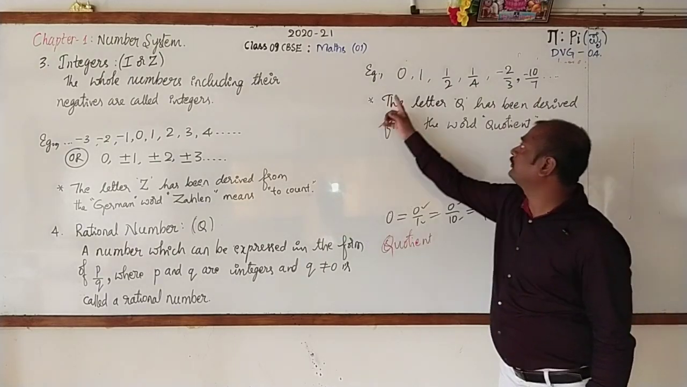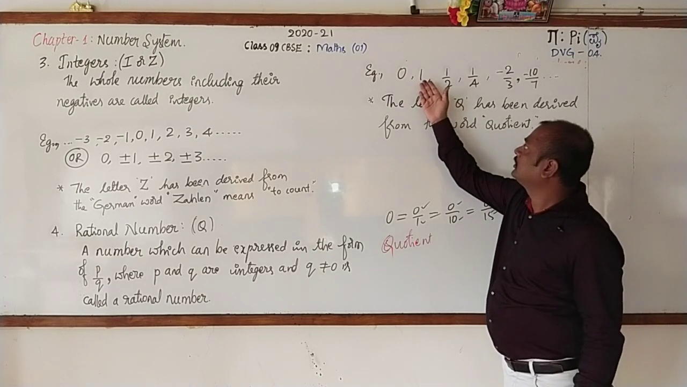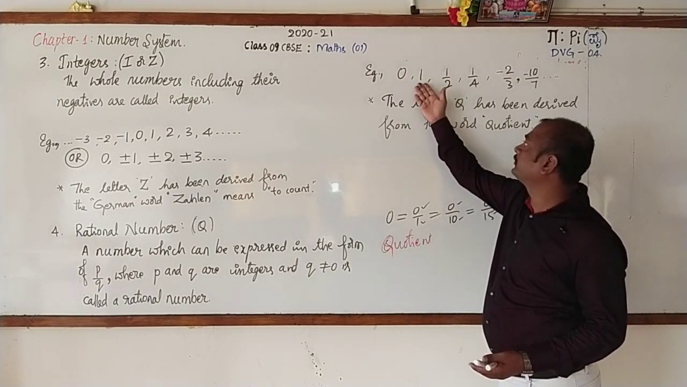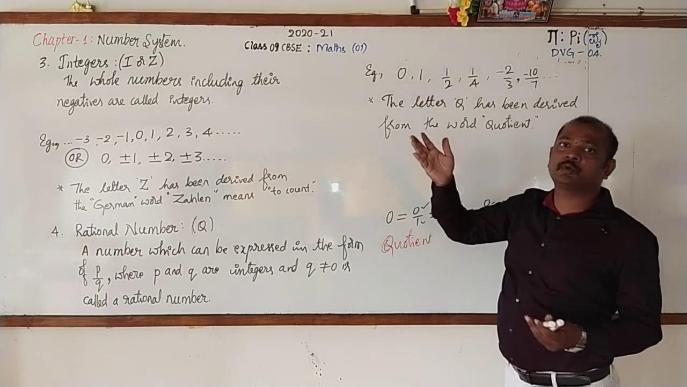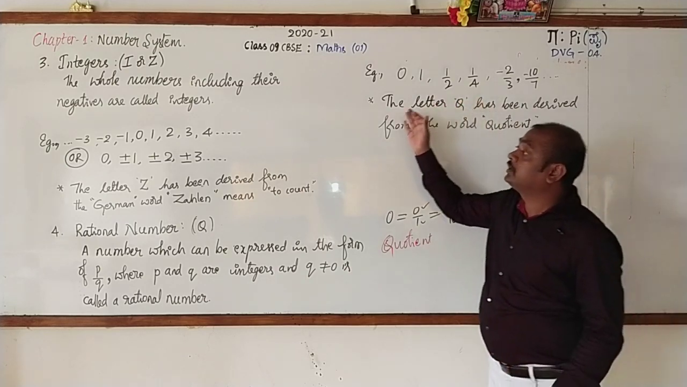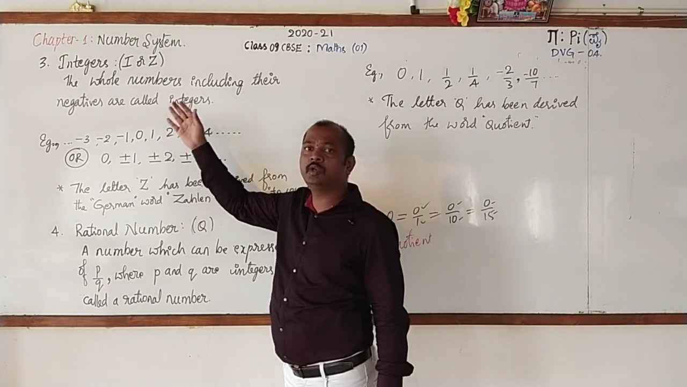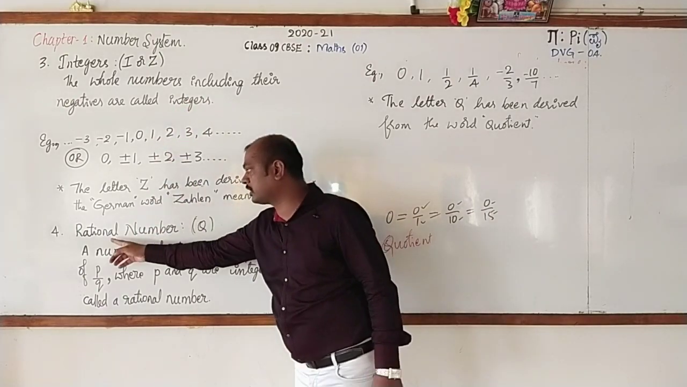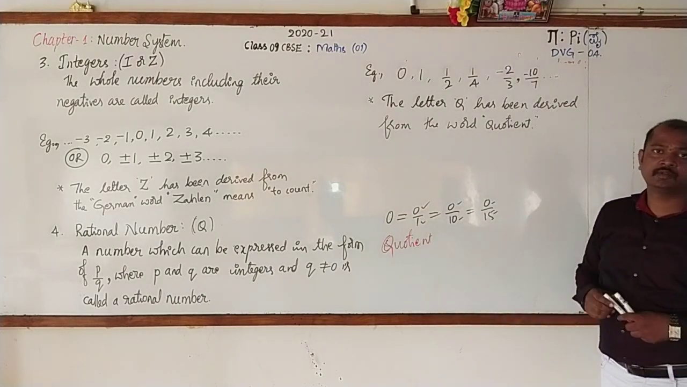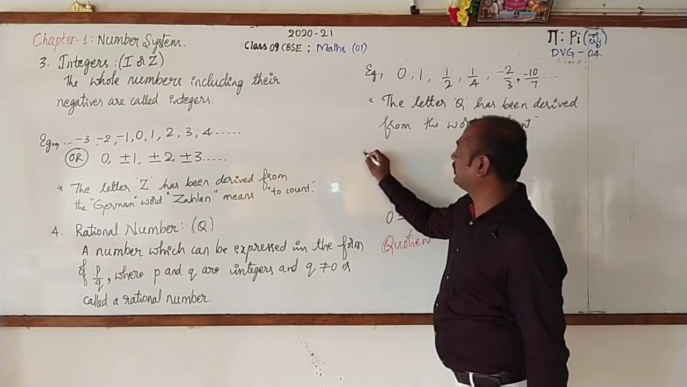And just go through the examples of rational numbers. See, the 1 is a natural number, 0 and 1 are whole numbers, even minus 1, minus 2 and so on, they are all integers. Hence, we can say that all natural numbers, whole numbers and integers are rational numbers. Got it? Okay, now we will move on to one more term.